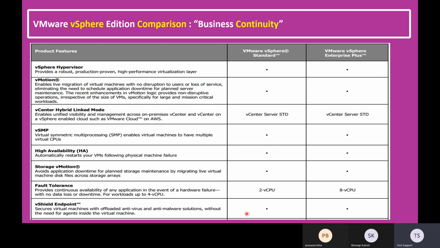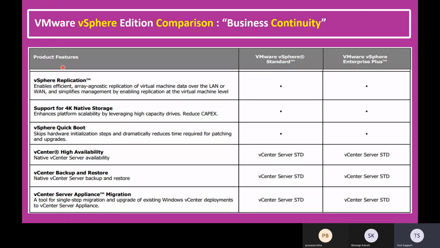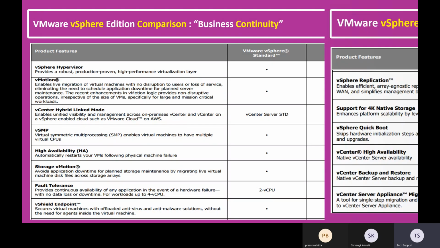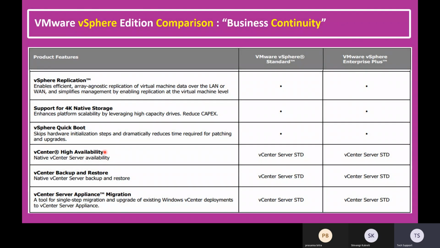Now we'll talk about some more additional business continuity features. So business continuity features, vSphere Replication. Replication is also available in both editions, and 4K native storage, it's the latest one, is also available in both license features. And vSphere Quick Boot can also be available in both editions. And vCenter High Availability. Earlier, high availability was a cluster-level, host-level feature. Within the vCenter product also, we can provide a high availability feature, and that is also available in both editions.